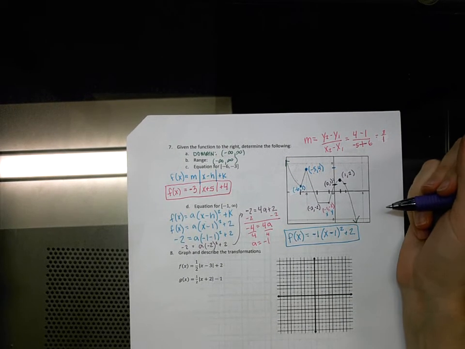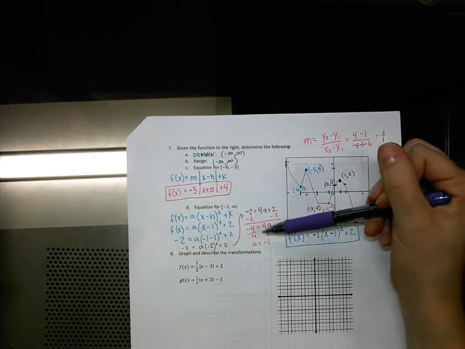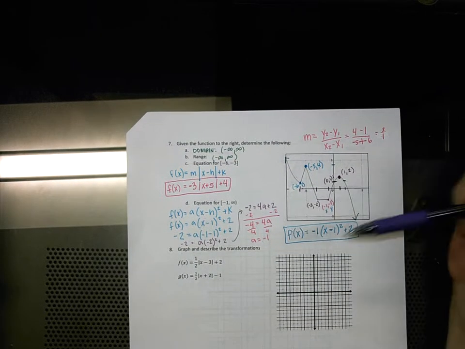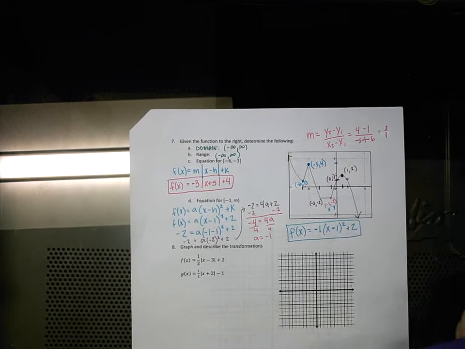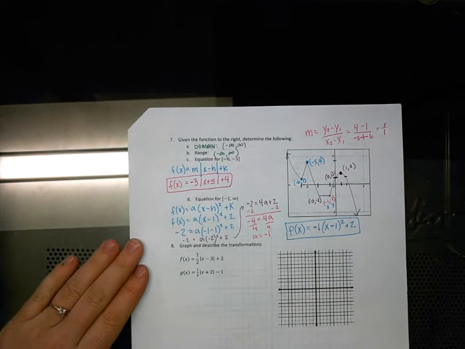So that's why we always want to make sure we're plugging in a point in order to solve, to be absolutely positive that that's the a value. You can write this with or without the 1, but the negative has to be in front of the parentheses.